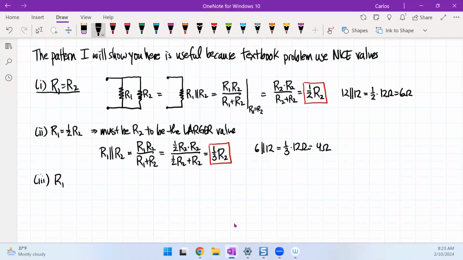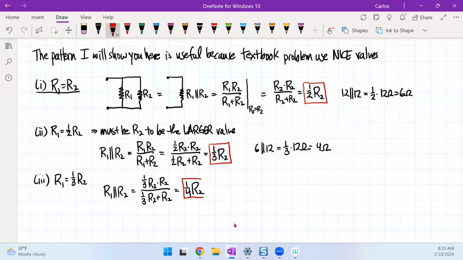Now I'm going to pick a value which is 1/3 the value of R2. So I played the same game. So I'm going to go R1, R2. Now look what I'm going to do. I'm going to replace R1 with 1/3. So then I'm going to get 1/3 R2 times R2 divided by 1/3 R2 plus R2. And when I compute that, look what I get. I get a 1/4 of R2. So you could start to see the pattern here. A third, I divide by 4 for the larger value.